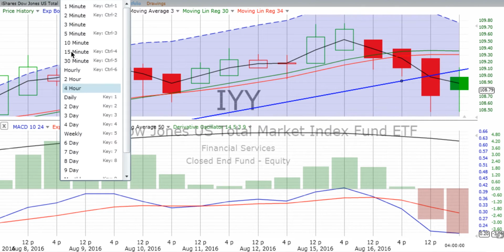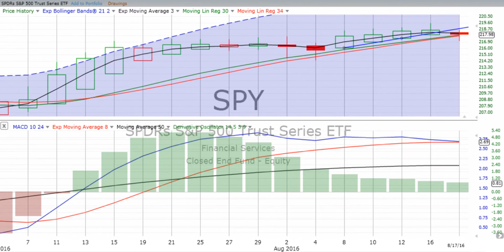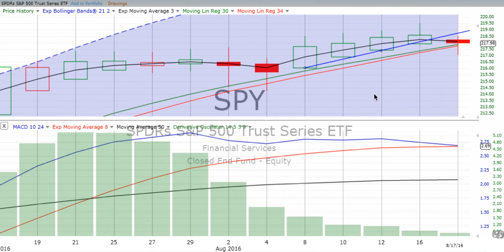Now let's go back to our two-day trend line, and we will take a look at the S&P 500 as depicted by SPY. Looks very similar. Two-day trend line has been violated, very similar to the total market. Very close to a crossover on the MACD. Hasn't occurred yet. Derivative oscillator still in the positive, but getting close.